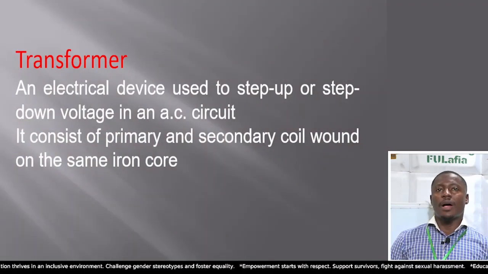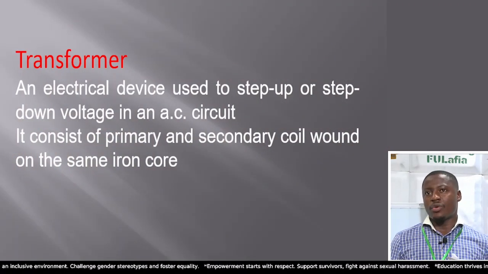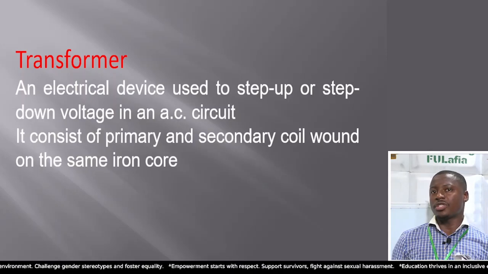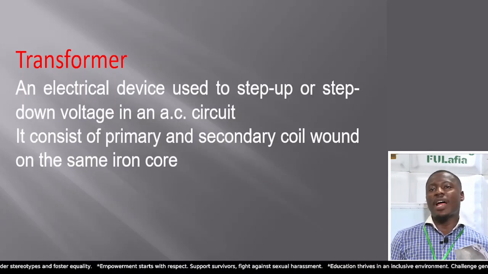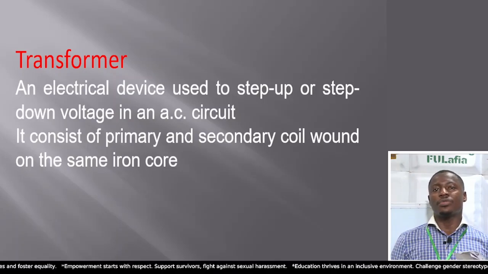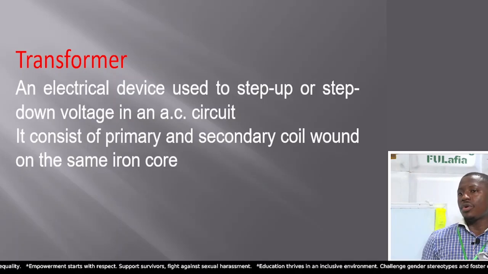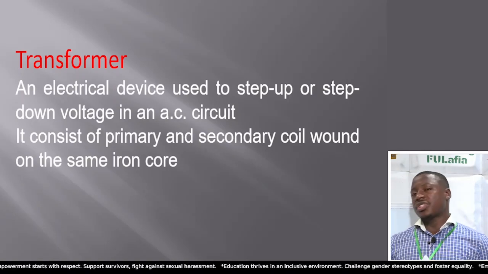Now, a transformer is an electric device that we use to step up or step down voltage in an AC circuit, and it consists of primary and secondary coils that are wound on the same iron core. With me here is a simple sketch of how a transformer looks with its components. A transformer, as you can see, has secondary and primary components.